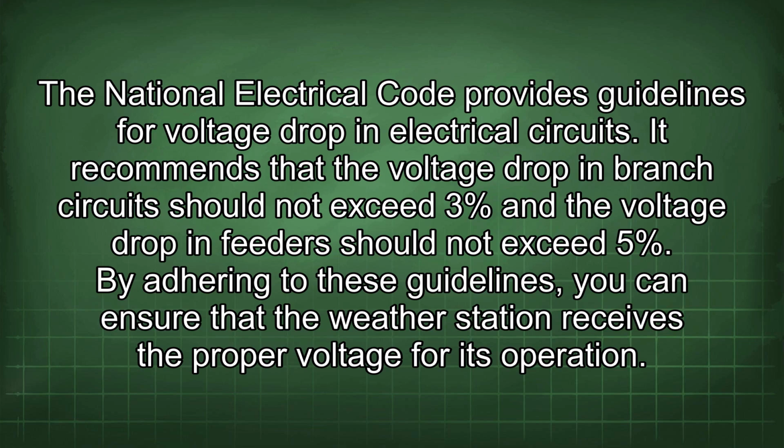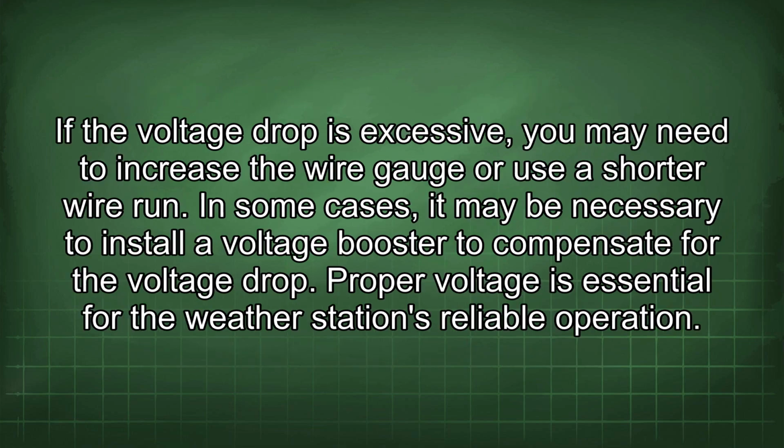The National Electrical Code provides guidelines for voltage drop in electrical circuits. It recommends that the voltage drop in branch circuits should not exceed 3% and the voltage drop in feeders should not exceed 5%. By adhering to these guidelines, you can ensure that the weather station receives a proper voltage for its operation. If the voltage drop is excessive, you may need to increase the wire gauge or use a shorter wire run. In some cases, it may be necessary to install a voltage booster to compensate for the voltage drop.